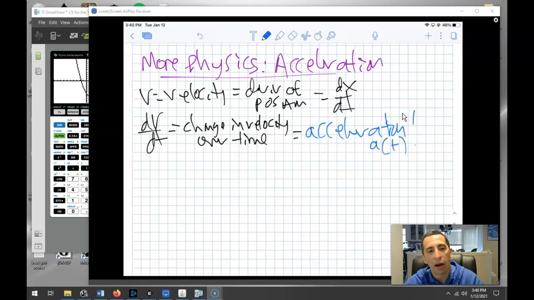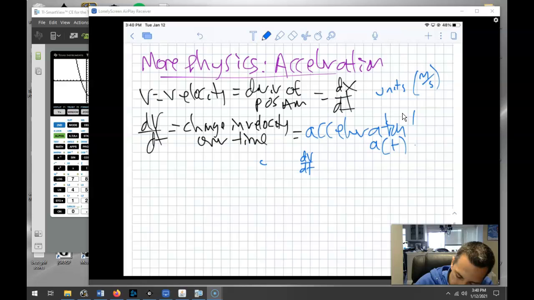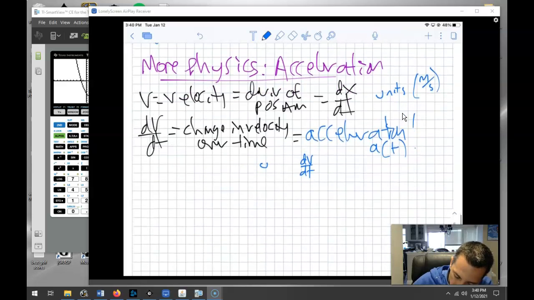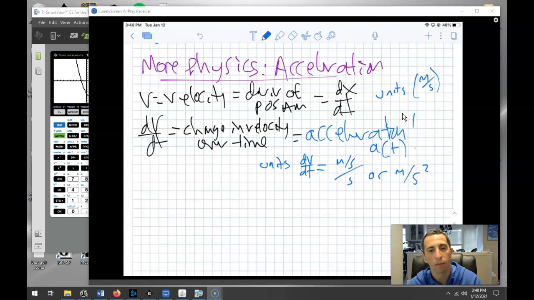Now, again, I think it's useful to think about units for these. The units of velocity would be in terms of, say, meters per second. So when we think about the units of acceleration, dv dt, the units there would be the units of v over the units of time. So that would be meters per second per second, or you could put both seconds on the bottom and write meters per second squared. So that's our new idea today.